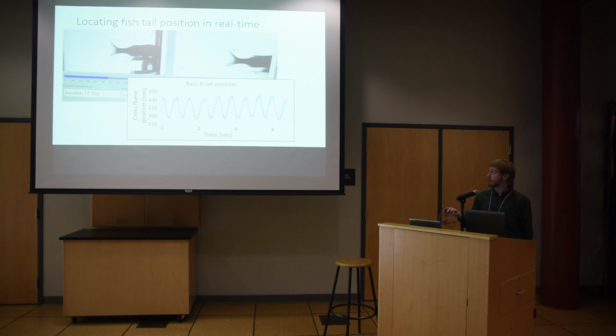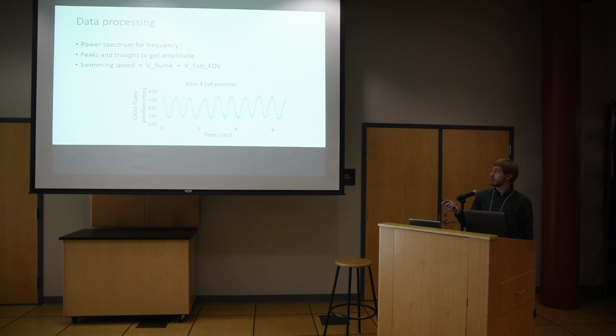So looking at this data that we collect, we can, again, find the frequency. We use the power spectrum to find the frequency, and then by finding the peaks and the troughs, we can get the amplitude of how far that tail is wagging. And to get the overall speed at which the fish is swimming at any point in time, we take the velocity of the flume, which was found with some other work, and add the velocity of the fish in the flume, again, since we have that position, looking at the average position to figure out if it's moving in the flume, to account for if it's moving in the flume as well as the flume speed itself.